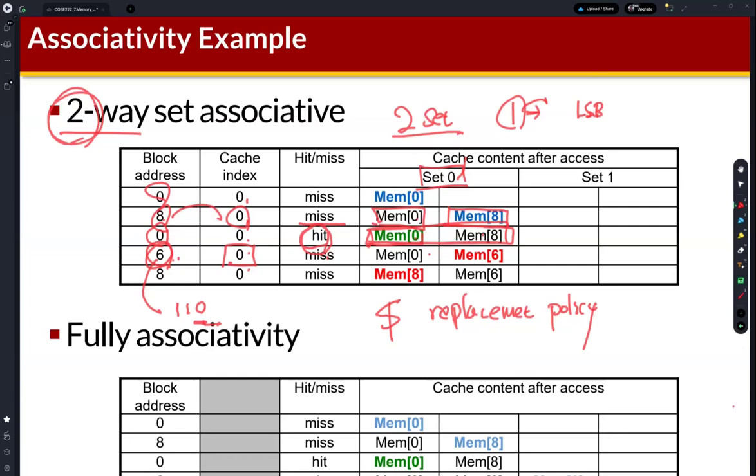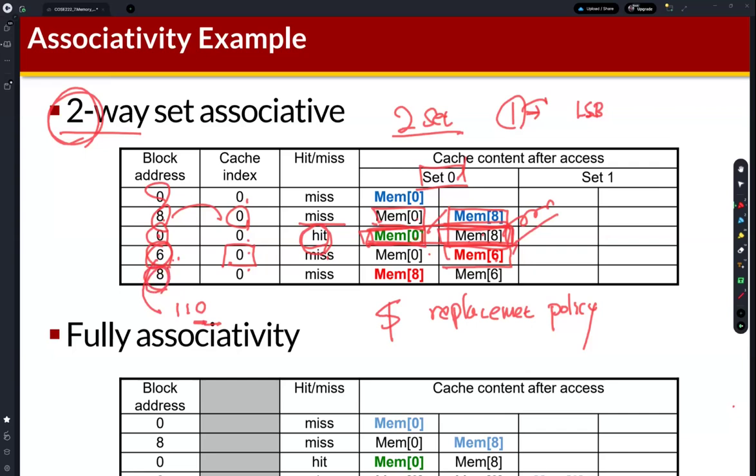right? So in this example, we assume we use the LRU policy. We will learn about the LRU policy later. So recently the memory 0 was requested. So memory 0 was accessed. So this is the old access, right? So least recent access, so memory 8. So in this case, we evict the memory block 8 from the cache. So memory 6 is allocated in this cache block.